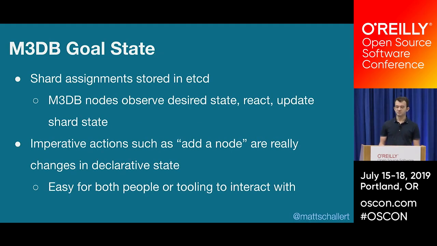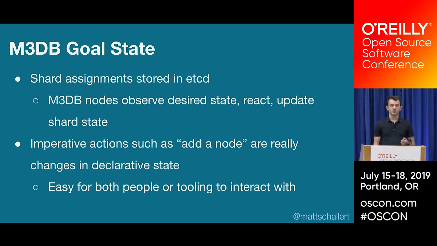And I mentioned this concept of goal state a few times, so let's take a further look at what that means. In M3DB, shard assignments are determined by these placements that we've seen so far, and these shard assignments are desired topologies that the cluster works to converge on. So the M3DB instances will look at what shards they're supposed to own, look at what data they currently have, and then react to that, and then eventually update the state of the world.